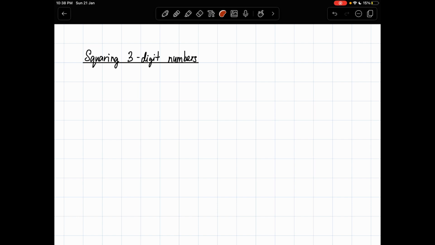So to square a three-digit number, let's take a random number, for example, 213. In the method that we learned in the previous video, you have to go to the nearest zero. So for example, if you have 24, the nearest zero will be 20. Then if you go down 4, you have to go up 4. So you will have 28.